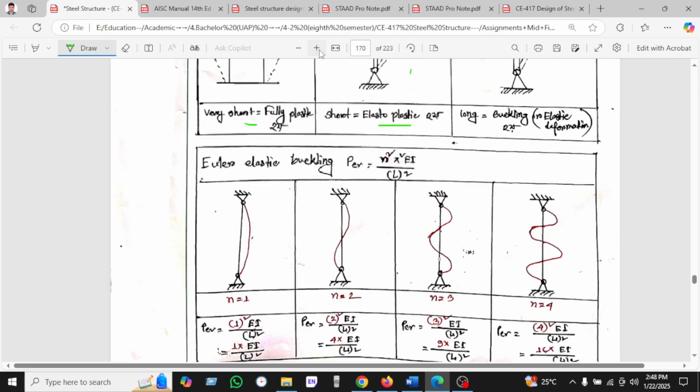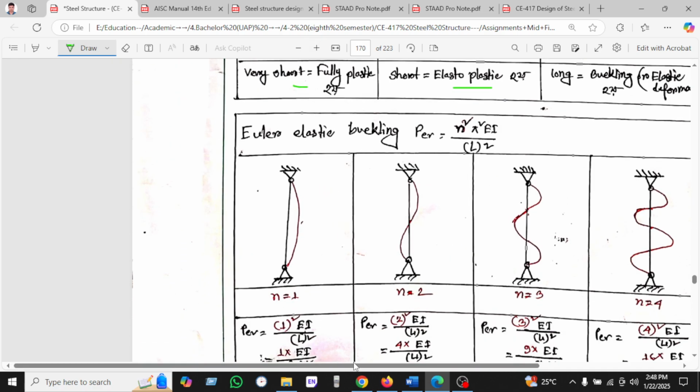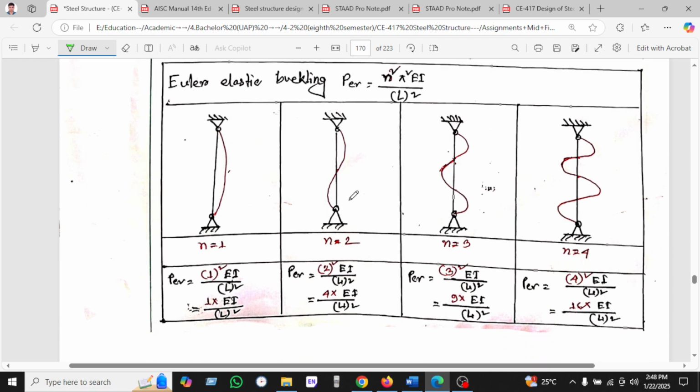So we can see here the Euler elastic buckling. We know the formula: P equals n squared pi squared EI by L squared, where n is the number of the mode. We can see mode number one, so if we put n equal to 1, it is pi squared EI by L squared. Here is the two mode, so if we put n equal to 2, then 2 squared is 4, giving 4 pi squared EI by L squared.